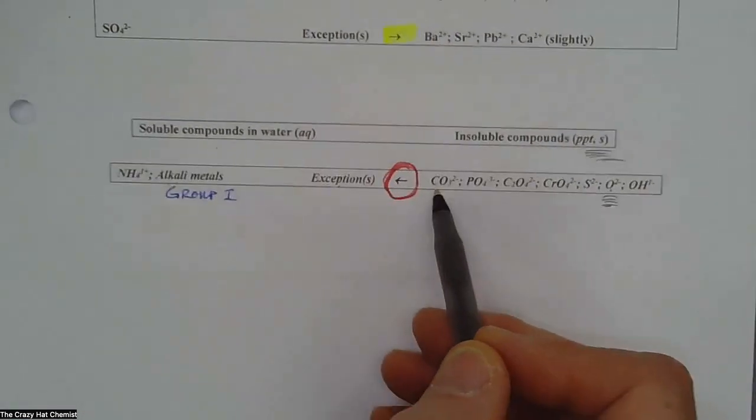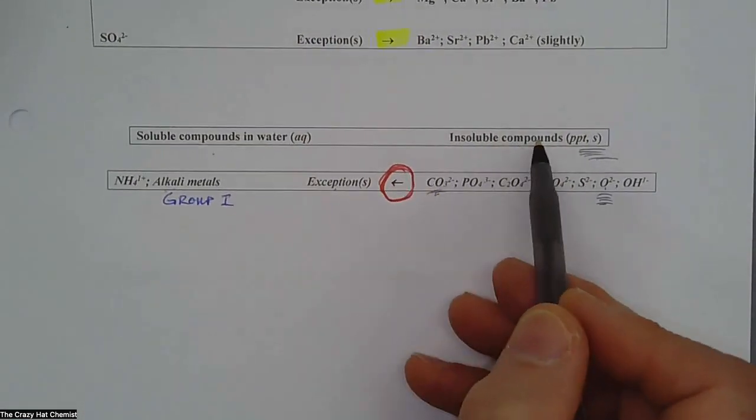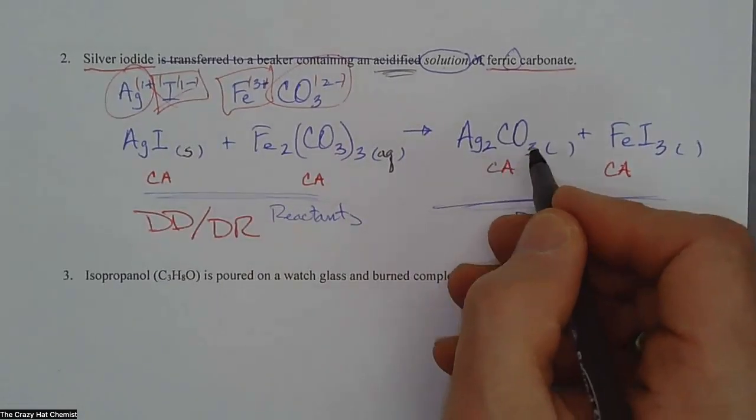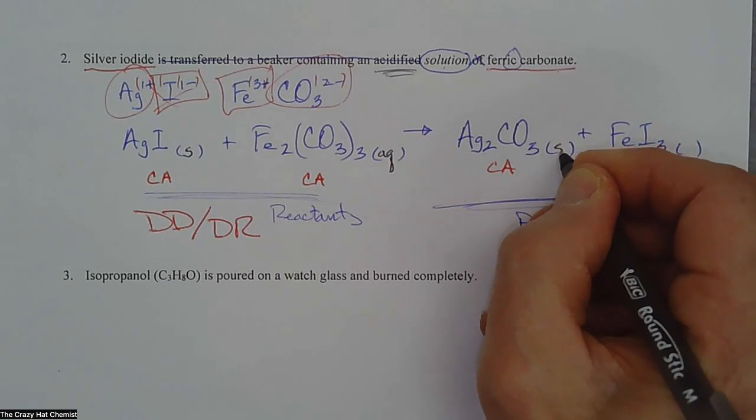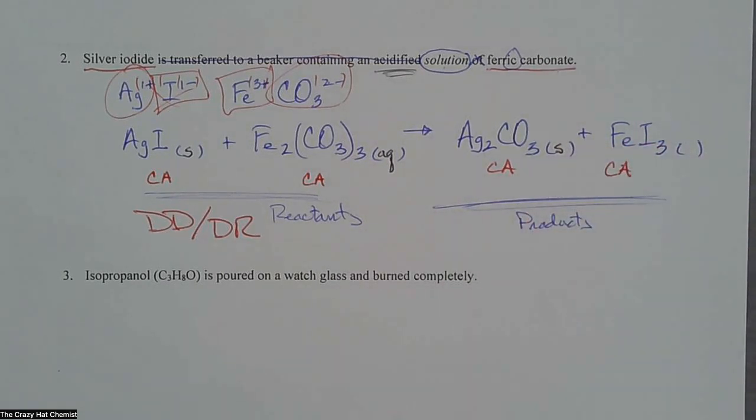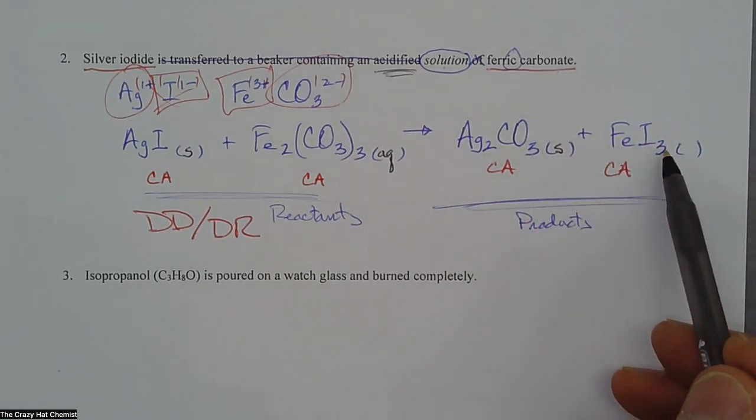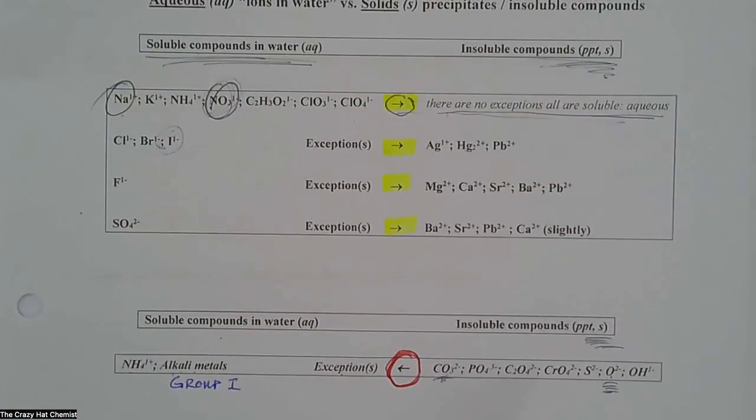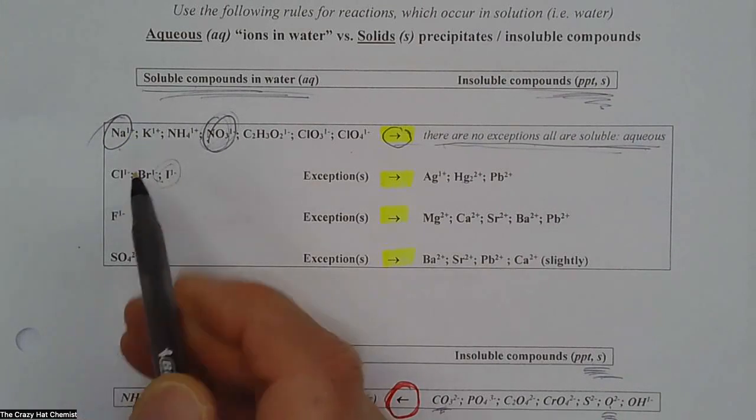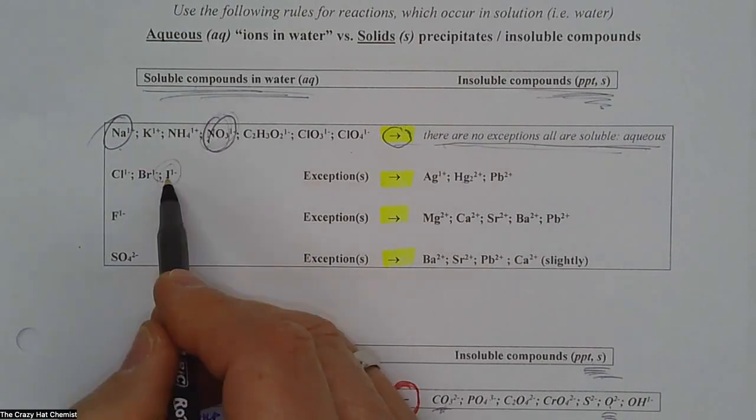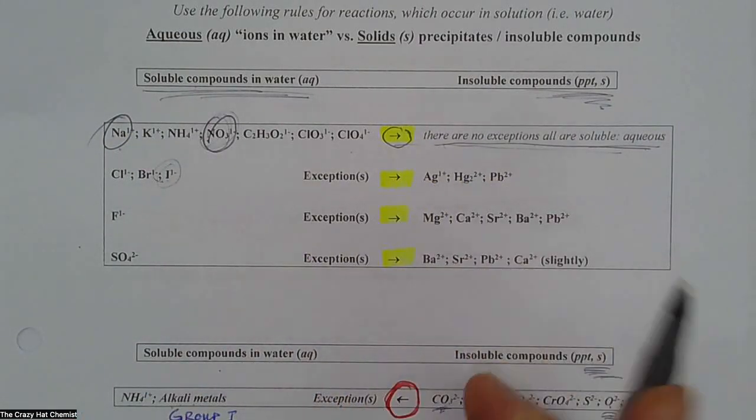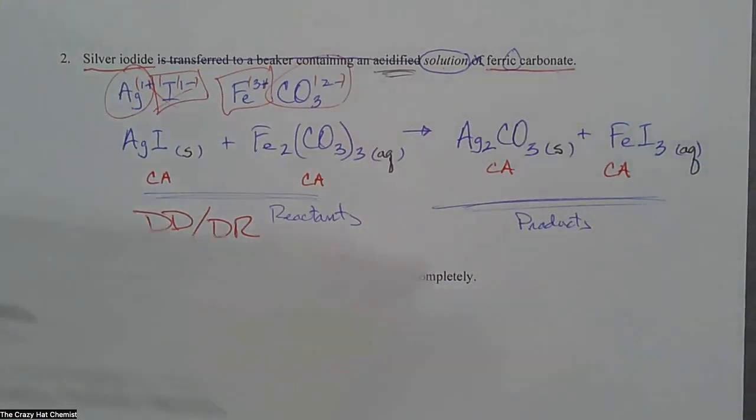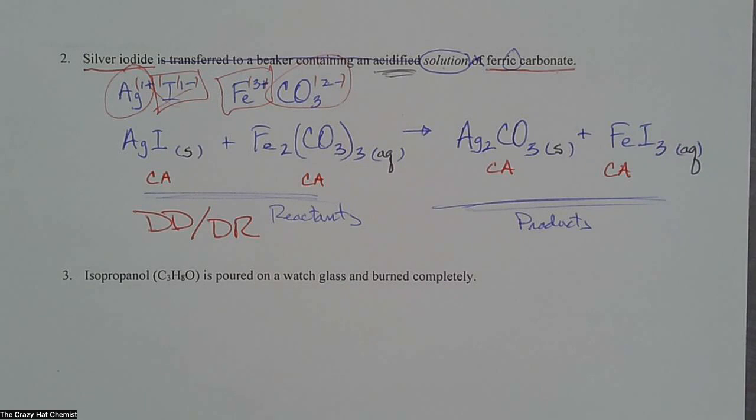So we'll come back over here, and carbonates are insoluble except for ammonium ion and alkali metals, of which silver carbonate, silver is not, so this is a solid. Then we have ferric iodide, and we'll come over here to our solubility rules, and iodides are soluble except for silver, mercurous, and plumbous, and so that's not one of those, so this is aqueous. All right, fantastic. Now we've got that handled.